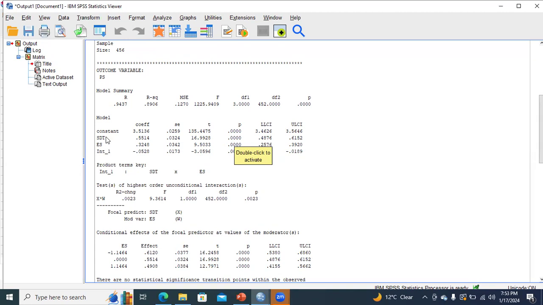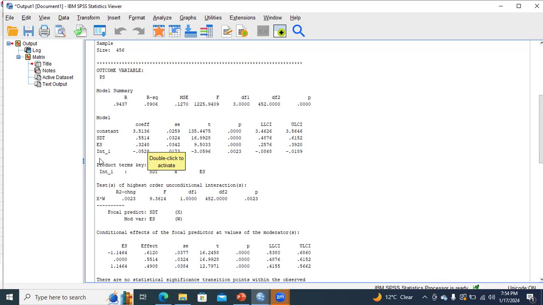But our concern is whether effective scheduling can change the direction or the impact of short duration training or not. So here it is effective scheduling. The direct impact of effective scheduling is also positive, and it is also highly significant. You can see the t value is also greater than 1.96, while the p value is less than 0.05. So the direct impact of effective scheduling is also enhancing the project success.